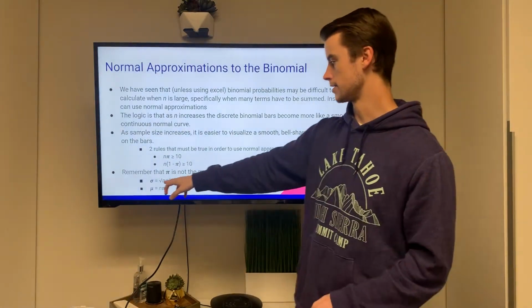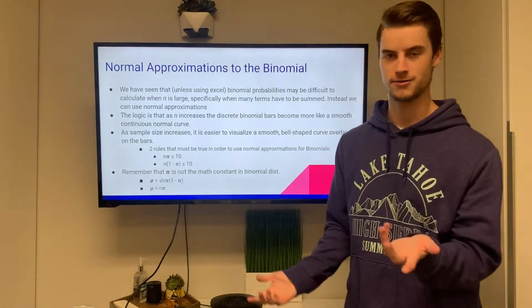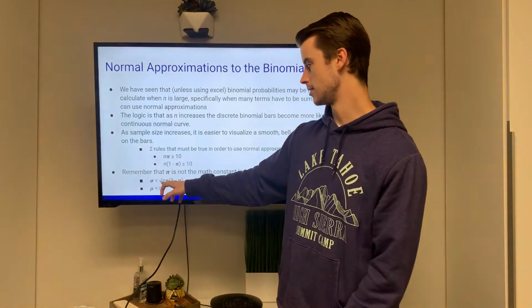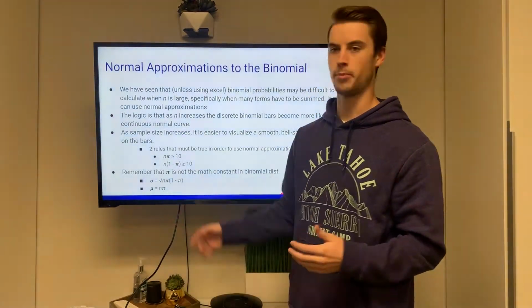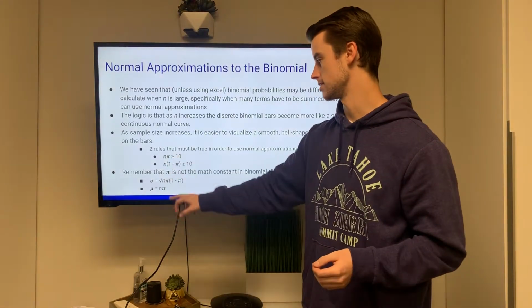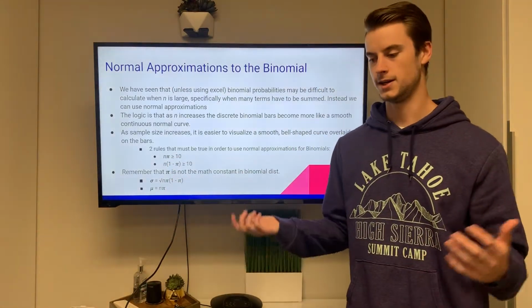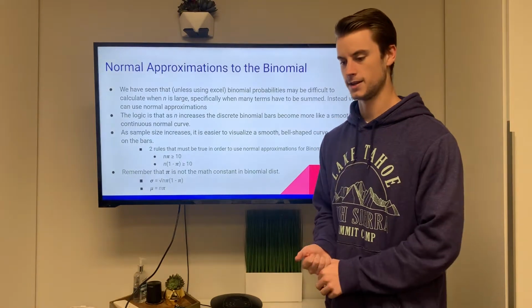And again, I just put these here as a friendly reminder for you guys. Sigma is just the square root of the variance, and this is the variance, and the mean of a binomial distribution is n times the chance of success. Okay, that's all that this is saying.